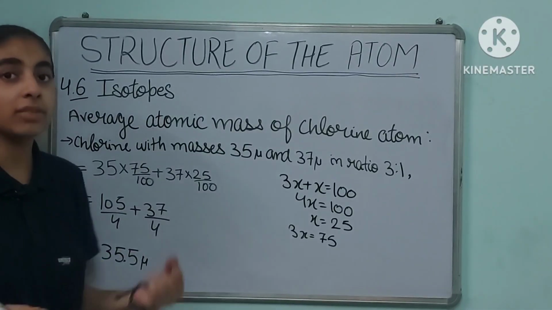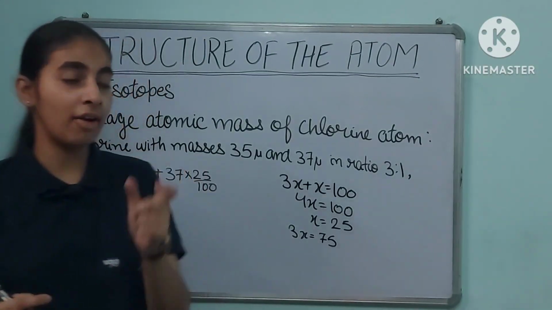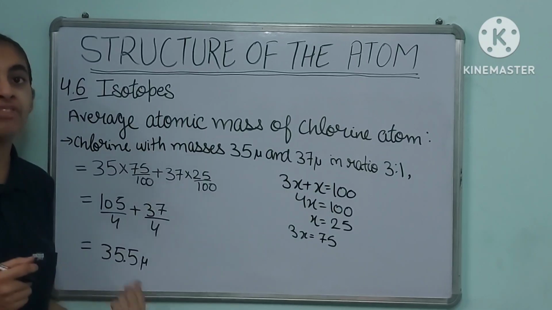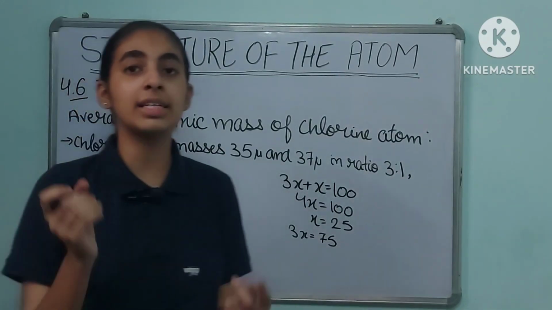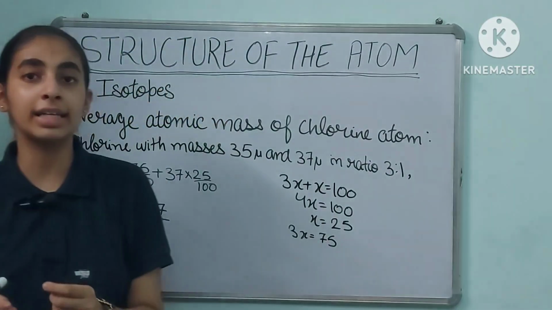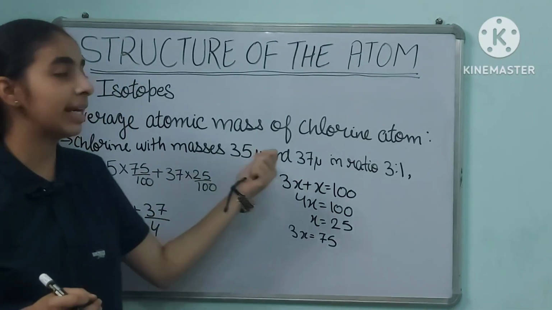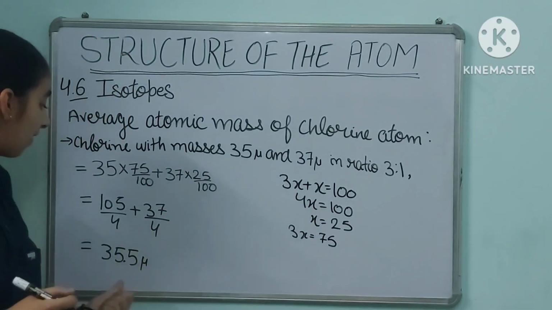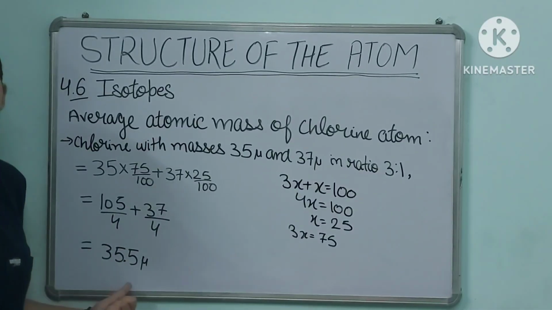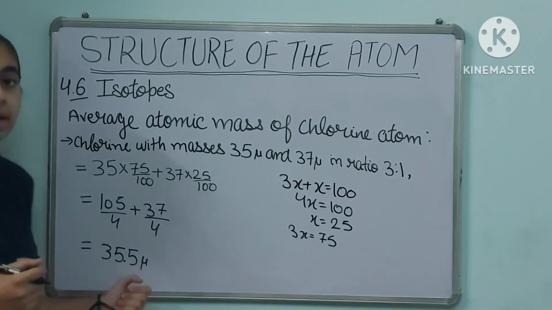This does not mean that one atom of chlorine has a fractional mass of 35.5 mu. It means that if you take a certain amount of chlorine atoms, it will contain both isotopes, that is with mass 35 mu and 37 mu, and you get the average, that is 35.5 mu.